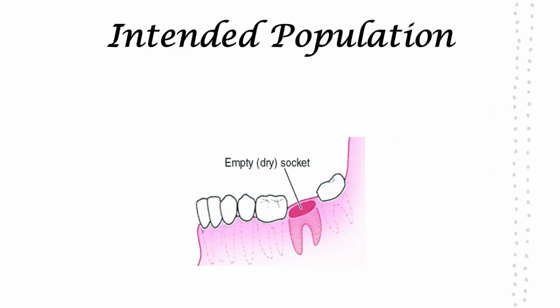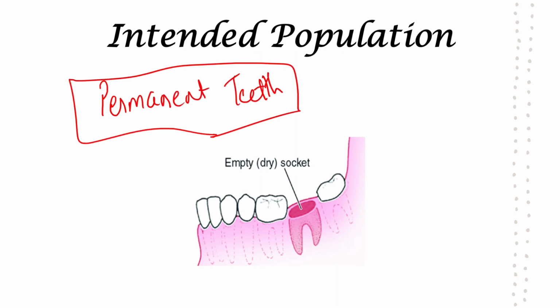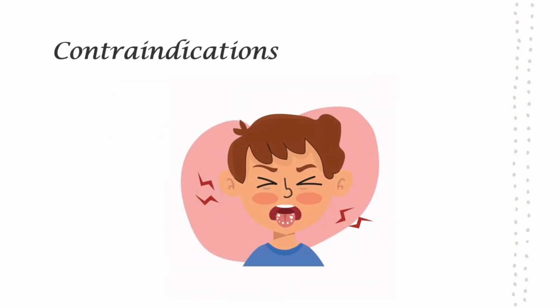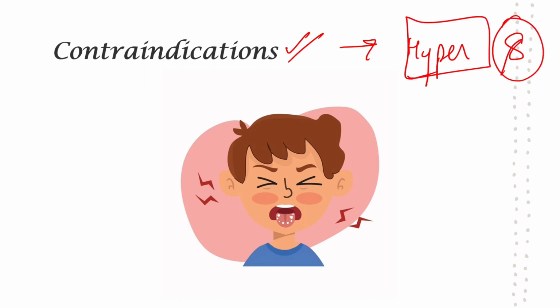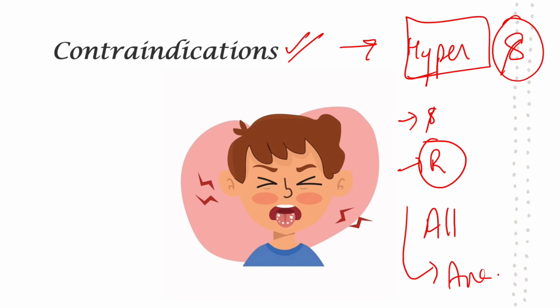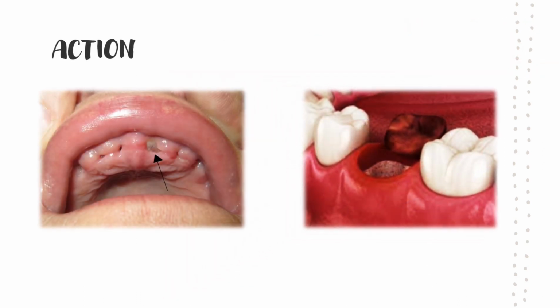Patients with permanent teeth, mature or immature, are the intended population for use of the Alveogyl paste. Indications for use: Alveogyl paste is used as a dressing in case of dry socket. Next is contraindication. The contraindication is simple, that is hypersensitivity to one of the components of the preparation. These hypersensitive reactions may include skin irritation, respiratory issues, allergic dermatitis and anaphylaxis, which is rare but may occur in some conditions.